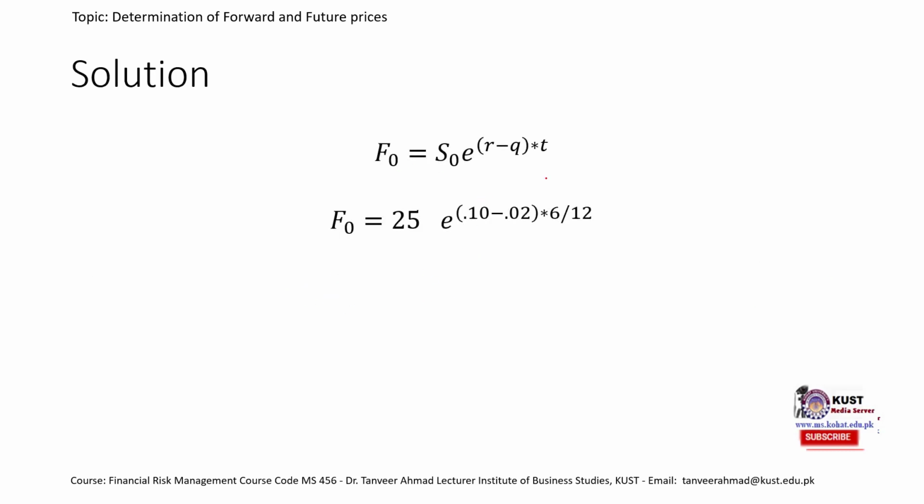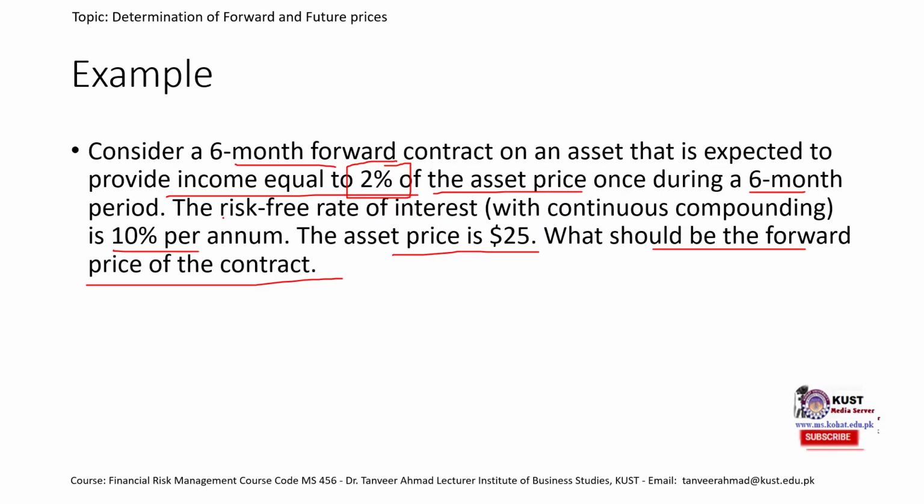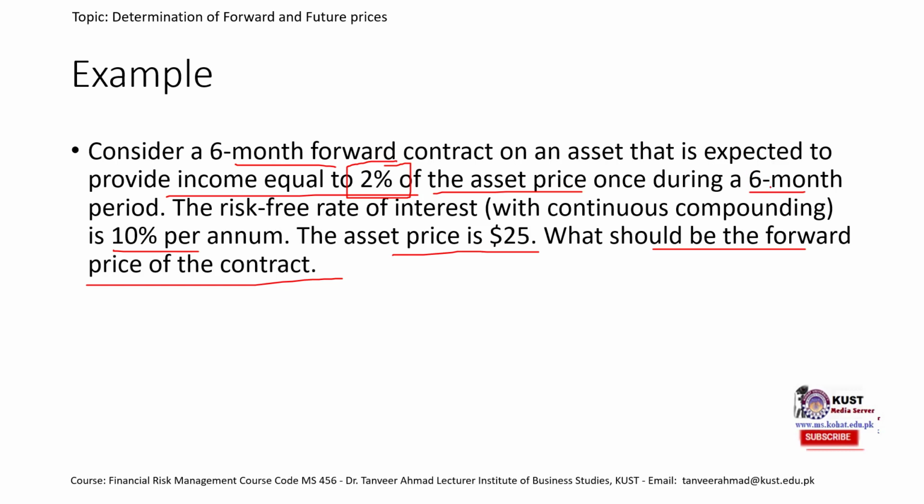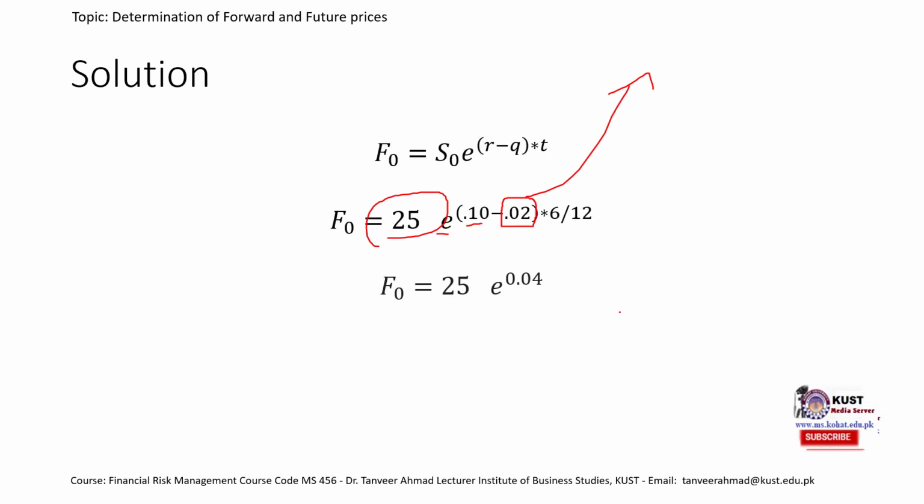So this is our formula. S0 is 25, e raised to power the risk-free rate, which was 10%, minus the 2%. So we are simply going to deduct the percentage from the interest rate. If we had multiple percentages, we would simply take the average of all those percentages, into 6 by 12. Why 6 by 12? Because this contract would mature in 6 months. And it doesn't matter when we are going to receive the income, because we do not need to find the present value. Okay, the answer would be 26.02.